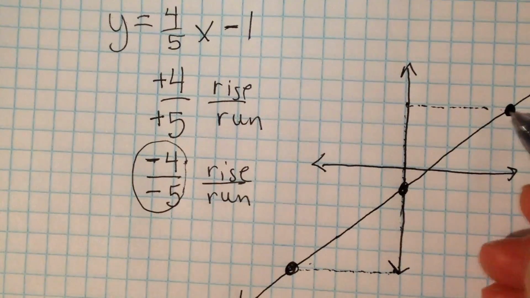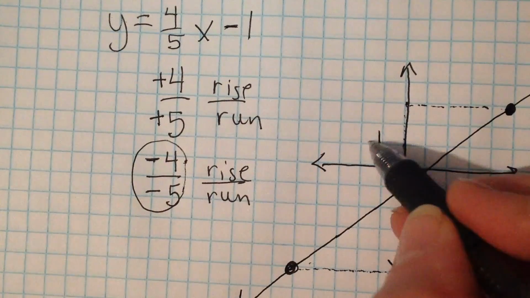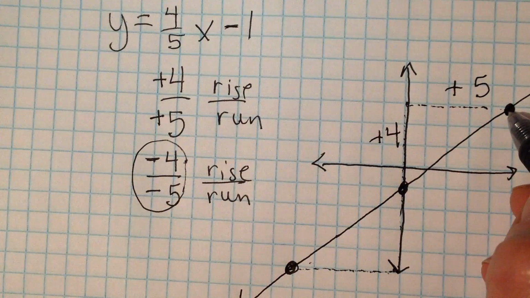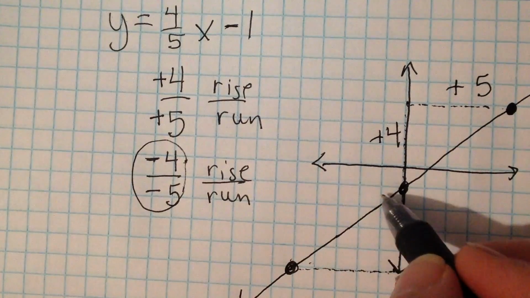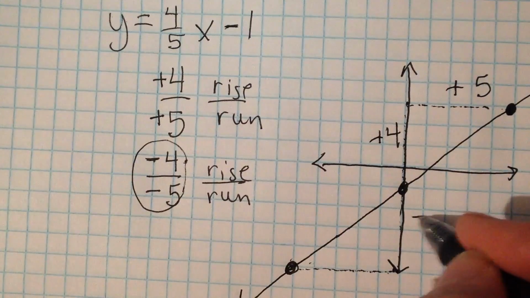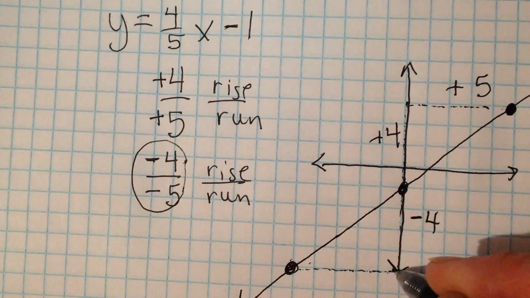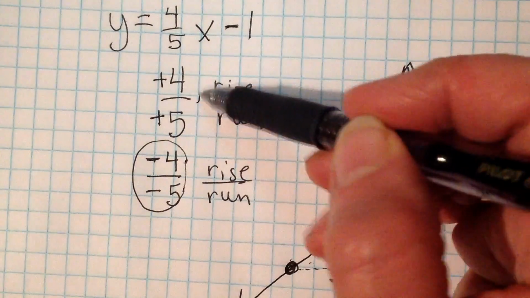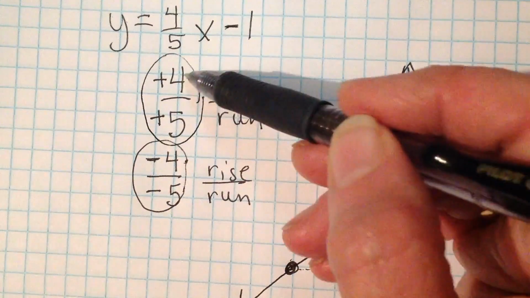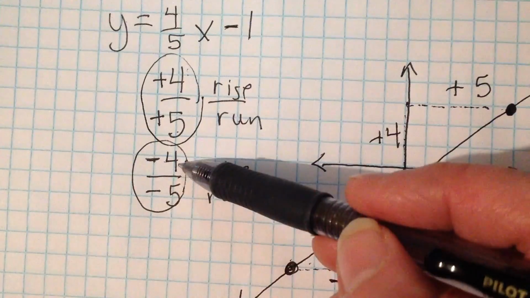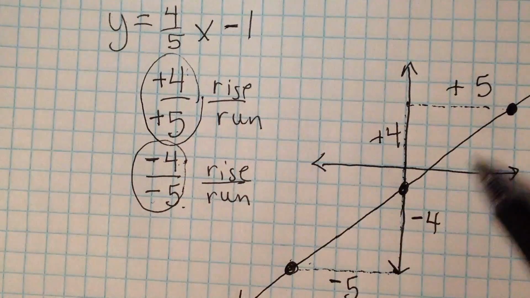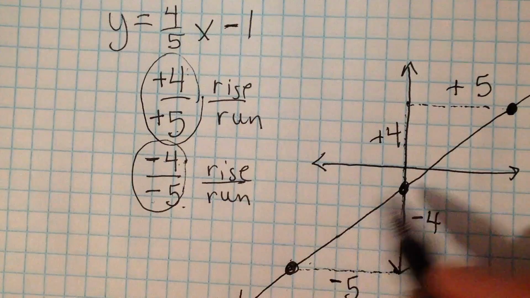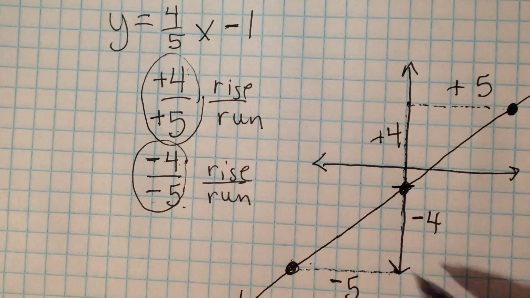This point I found by rising +4 and running +5. This point I found by rising -4, going down 4, and running -5. So whether you have both of them +4 and +5 or change both of them to their opposite, -4 over -5, you see I just found 2 points on the same line, passing through the y-intercept at -1.